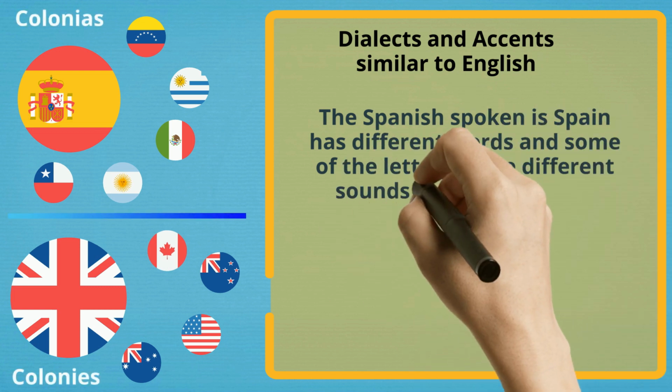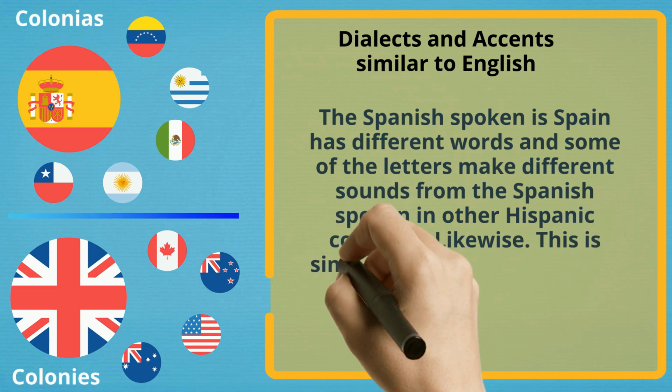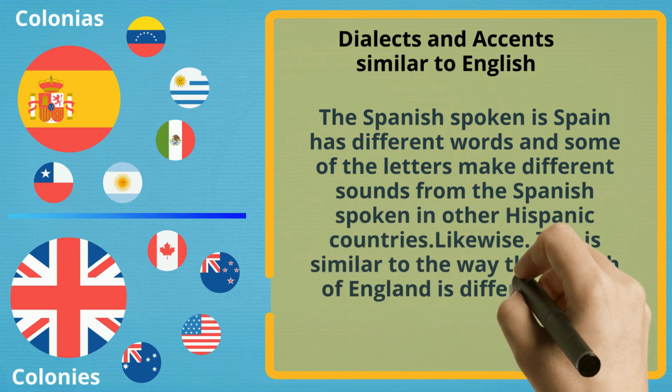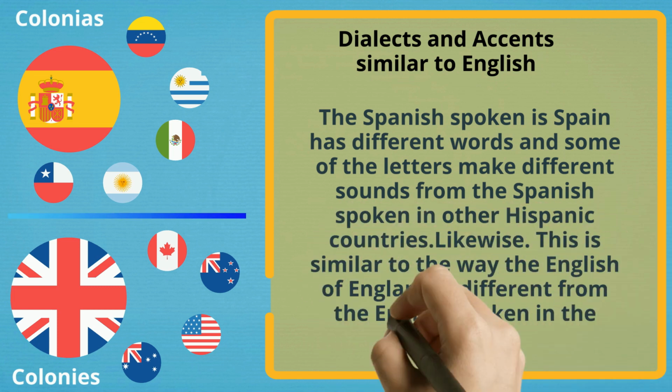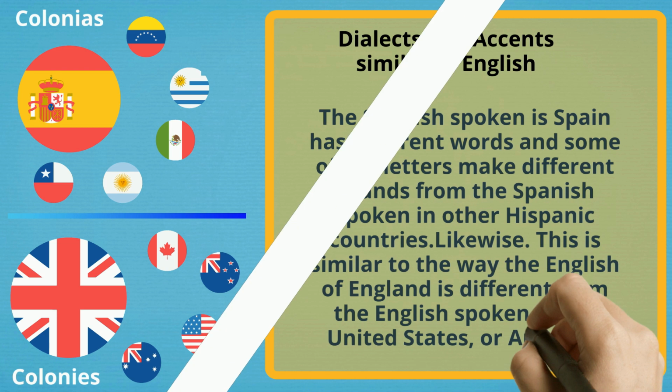Dialects and accents are similar to English. The Spanish spoken in Spain has different words, and some of the letters make different sounds from the Spanish spoken in other Hispanic countries. Likewise, this is similar to the way the English of England is different from the English in Australia, Canada, or the States.